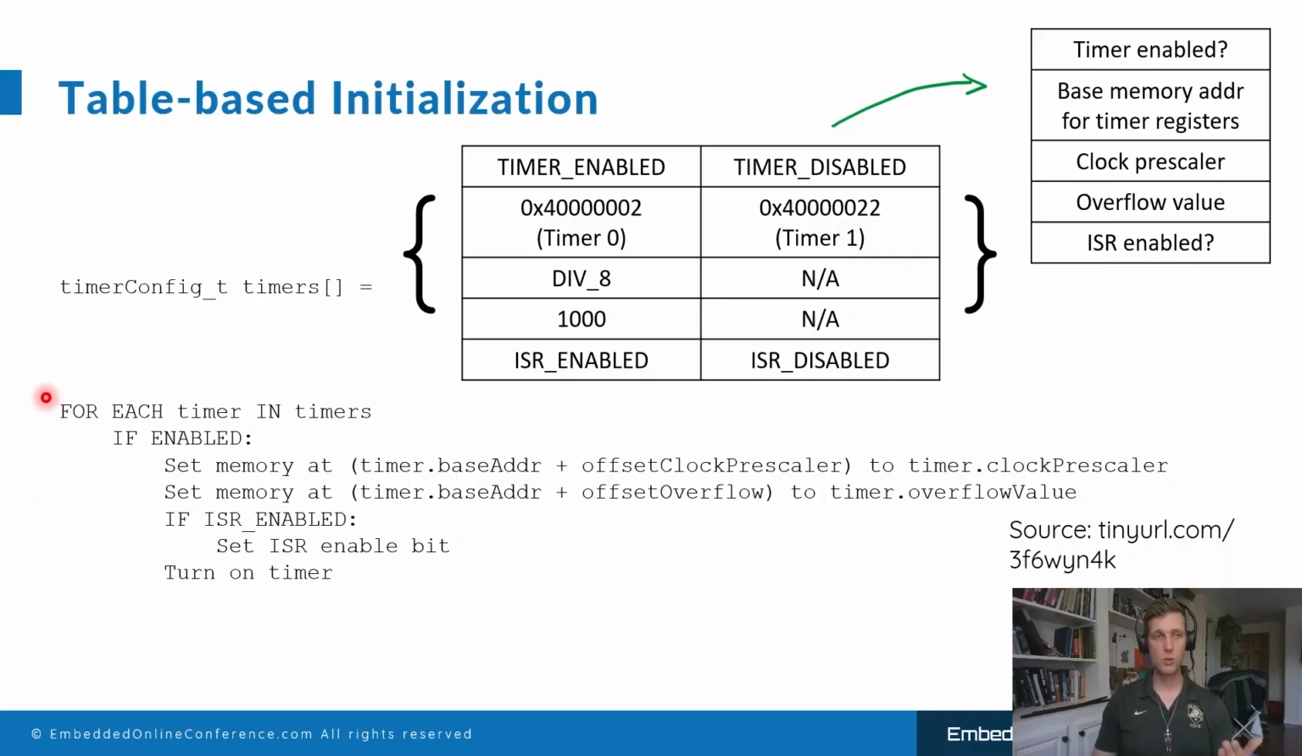So now what I can do is write one chunk of code that iterates over this array or lookup table and turns each timer on and off accordingly. And that means that once I set this up, this chunk of code doesn't need to change at all.